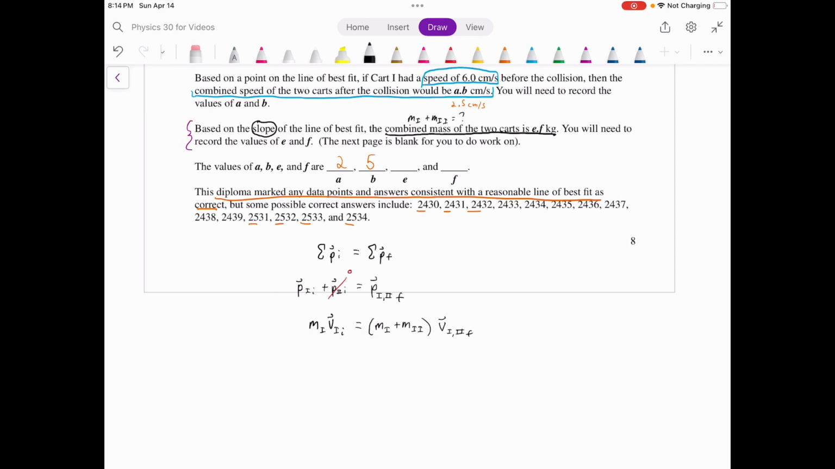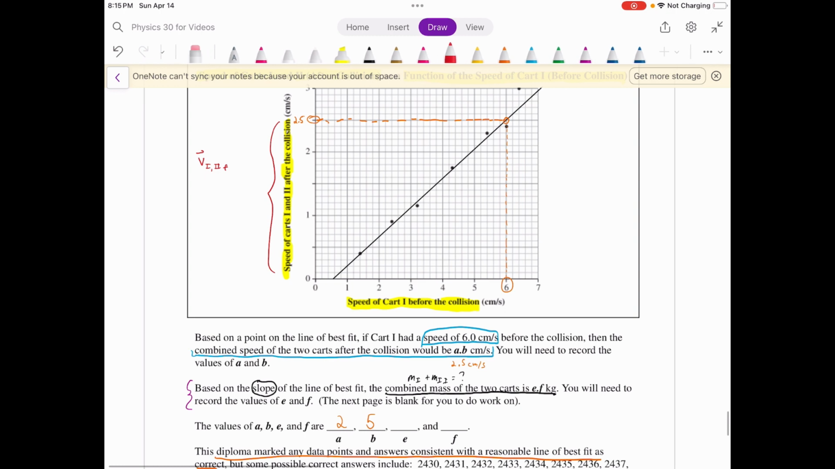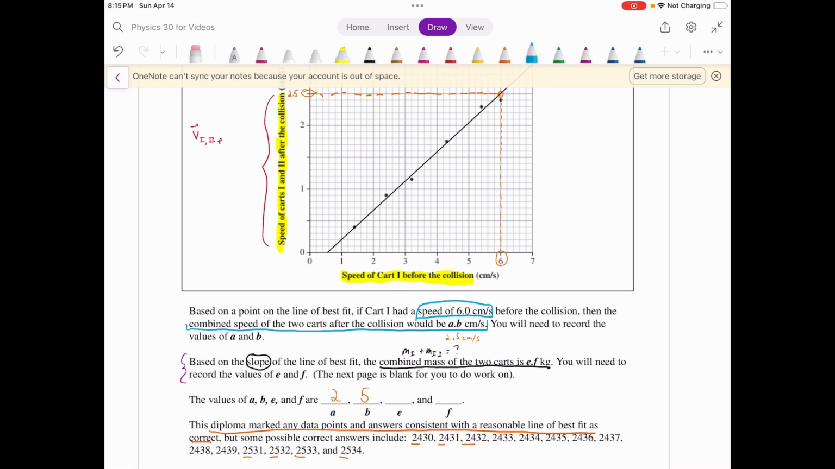Okay, so like always with graphical analysis, take what you're looking for, solve for it, and then let the equation tell you what to do. With the graph, if it tells you to divide y by x, you're looking for the slope. If it tells you to multiply y by x, you're looking for the area. So keep in mind, what is on our y-axis? It's the speeds of carts 1 and 2 after the collision. So that is v1,2 final. That's on our y-axis. Before the collision, it is the speed of cart 1 before. So that's v1 initial. That's on our x-axis.